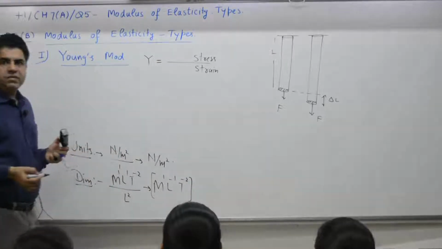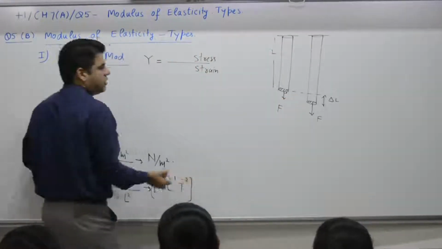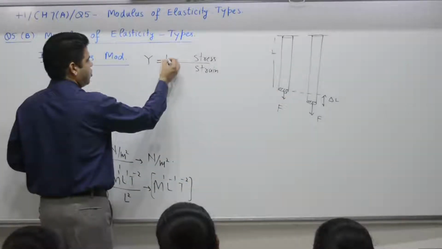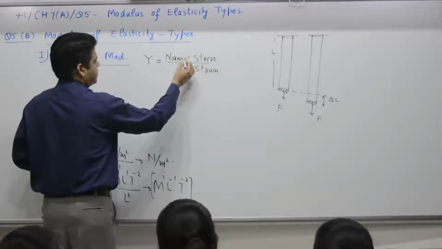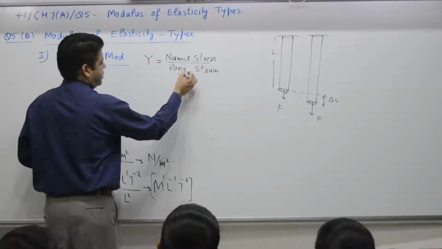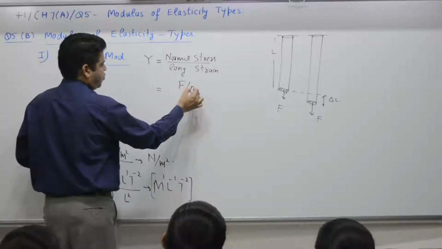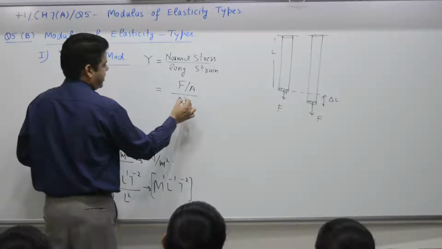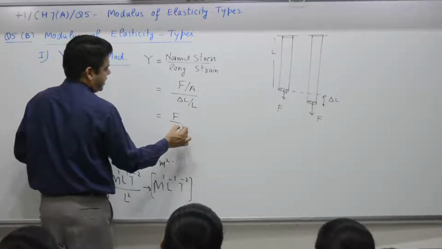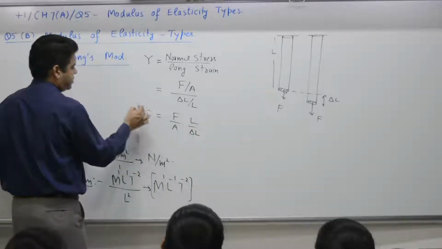Type of stress: for this wire, this angle is 90 degrees. Force acting is perpendicular to the area. It is normal stress. There is an increase in length, so longitudinal strain. Stress is what? Force by area. Strain is delta L by L. So, what you get is F by A times L by delta L. Young's modulus.